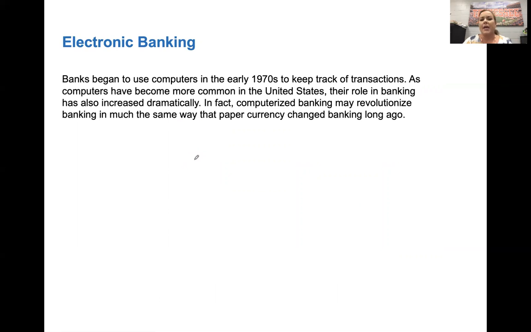Computers came around in the 1970s. Before that, banking was done completely by hand. So computers have really revolutionized banking. Just like paper currency, we tend to use debit cards and credit cards rather than paying cash.